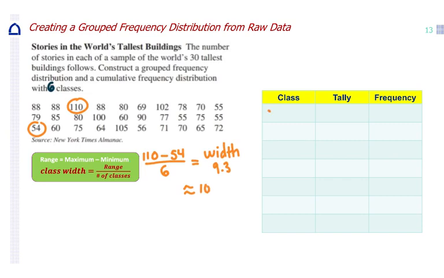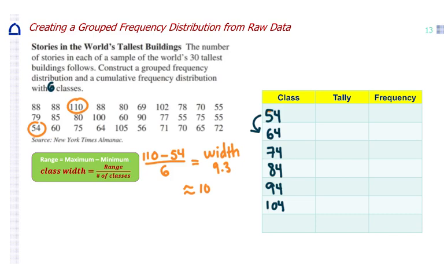How do we do that? We will start with the smallest data point that we collected, 54, and the class width says for each new boundary on the next class, we will add 10. So this will be 64, 74, 84, 94, 104, and 114. I don't think we're going to need that last row. We only need 6 rows.